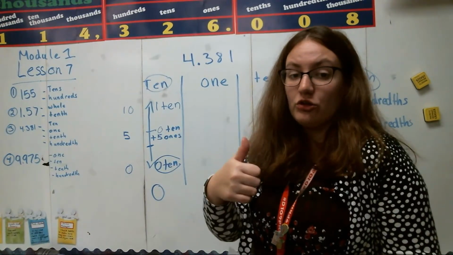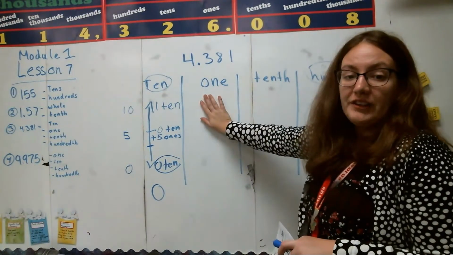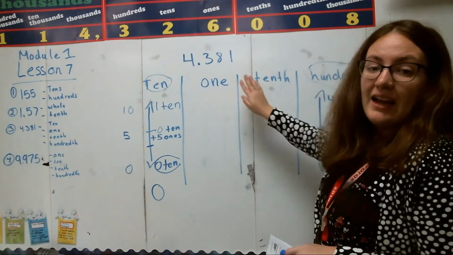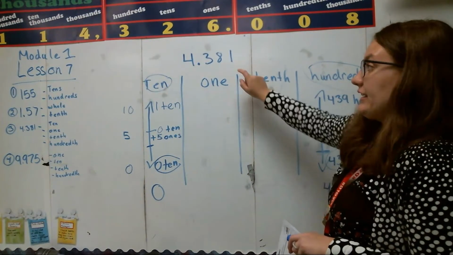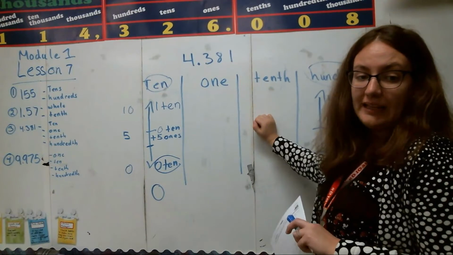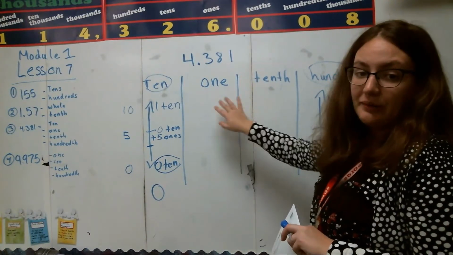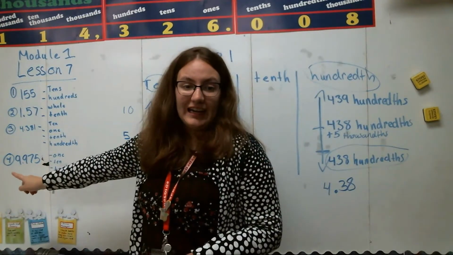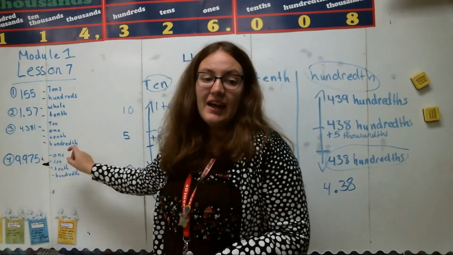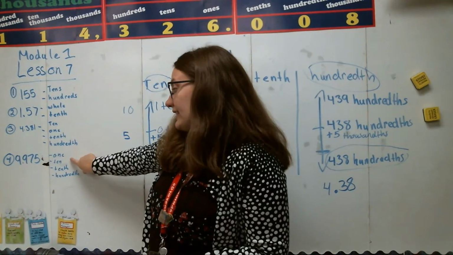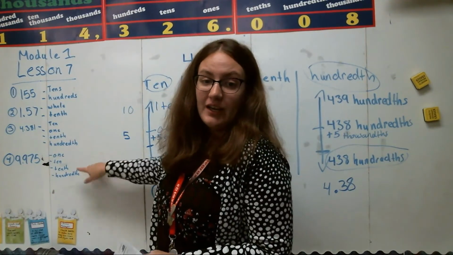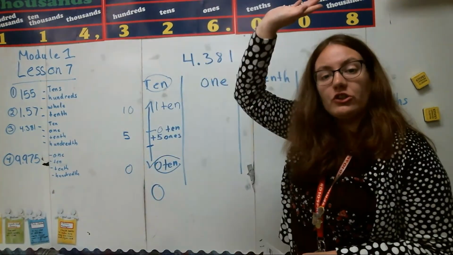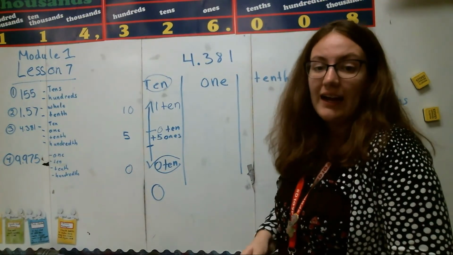So right now you should have checked in with me for the answers for the 1 and the tenth for rounding 4 and 381 thousandths. And after I checked with you and you got these answers correct, you will now be moving on to 9 and 975 thousandths, and you're rounding it to the nearest 1, 10, tenth, and hundredth. If you have any questions about this, please make sure you raise your hand and ask for help.